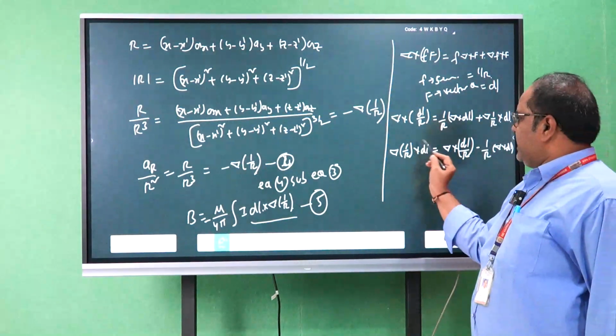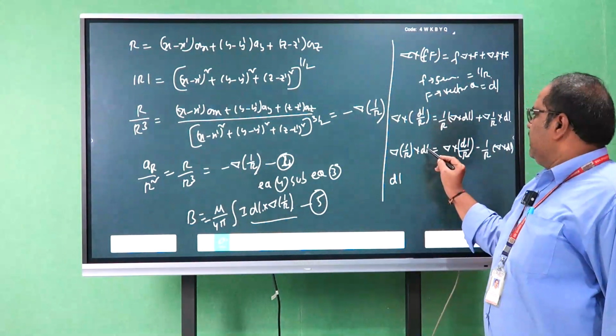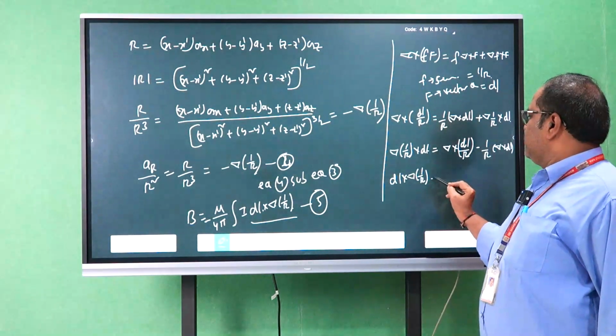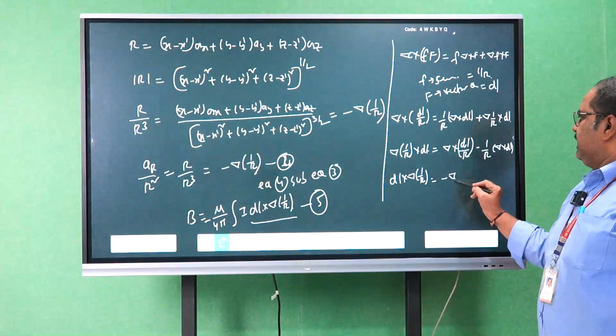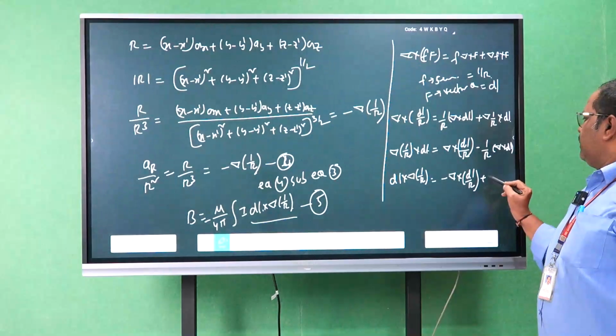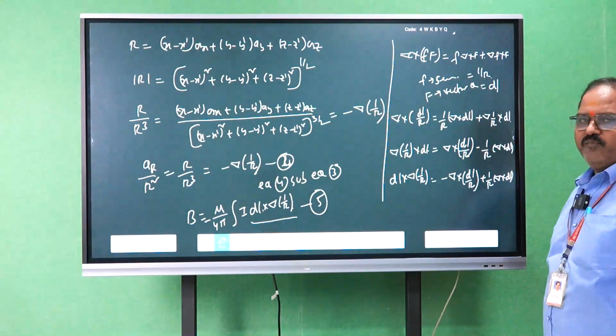Therefore, this one I have to interchange. What does it mean? dl cross del(1/r). That is equal to, you have to reverse, minus del cross (dl by r) plus (1 by r) del cross dl.